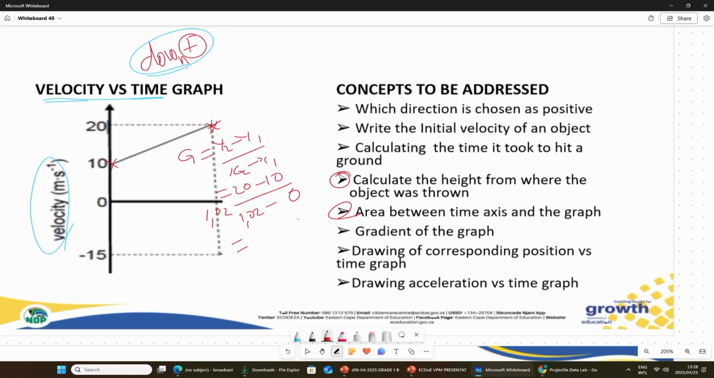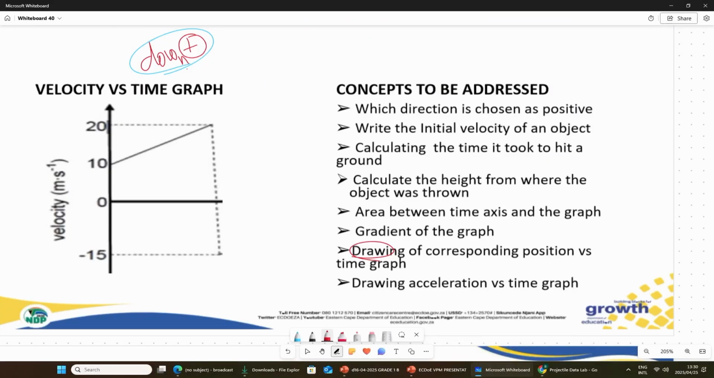If we punch that into a calculator, we are going to get 9,8 meters per second squared. So this one is giving our g. The gradient of a velocity versus time graph gives you g, or the acceleration due to gravity. So we are done with calculating the gradient on the graph.